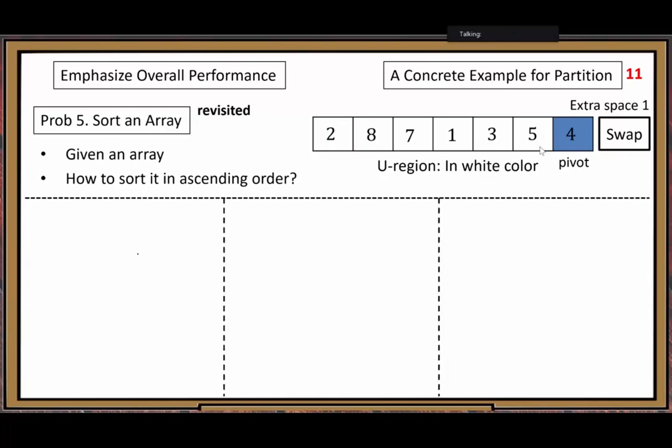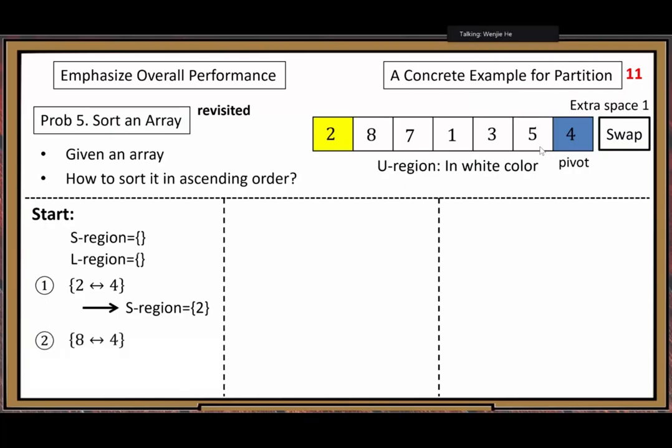All right. Now, let's use the array here to run the partition step. When we start initialization, S region is empty, L region is empty. The first comparison: the first element 2, we compare it with pivot element 4. The result is smaller than 4, so we put it in the S region.